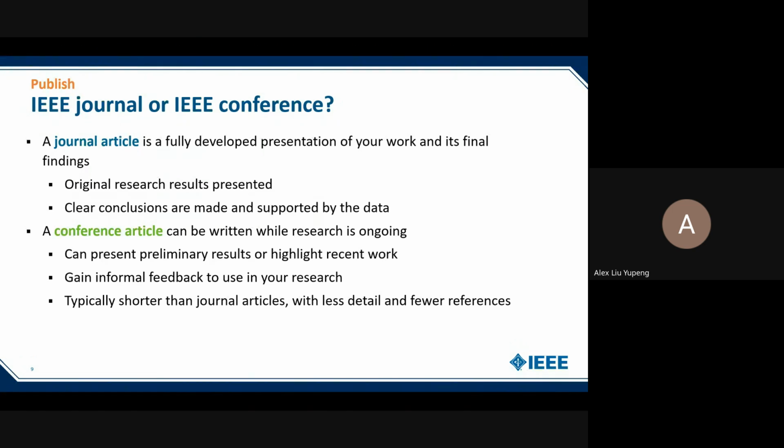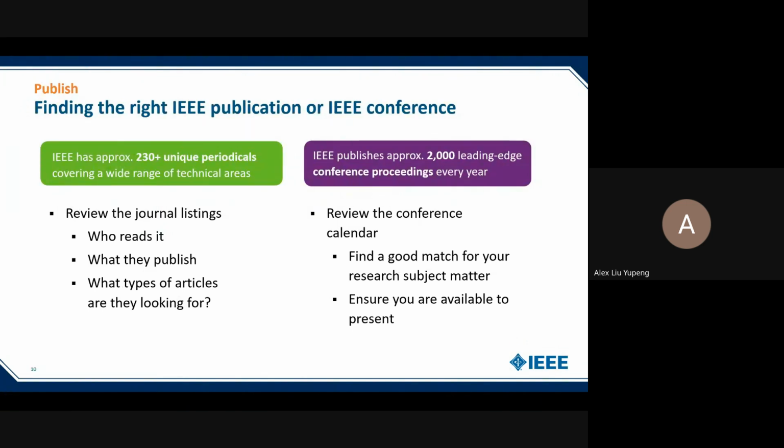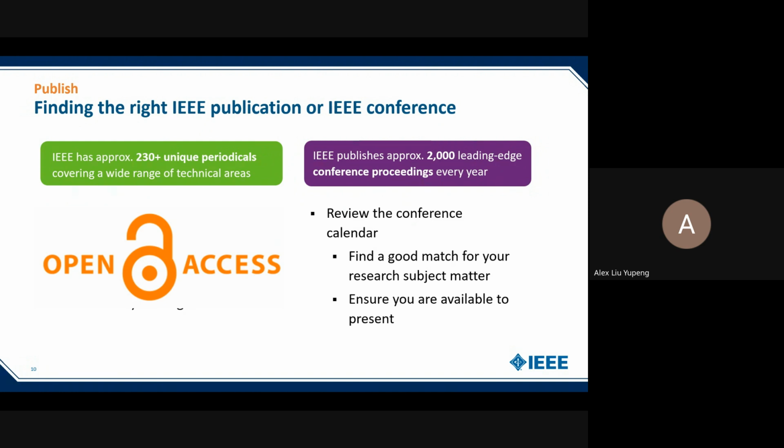And the idea is to gather informal feedback from the users and come back and continue working on it. So generally, a conference paper is shorter and with less detail because the research is not over yet. As you can see from the difference, a journal paper is more rigorous in that it covers the whole research cycle. And if you are talking about open access, this is more geared towards the journals.